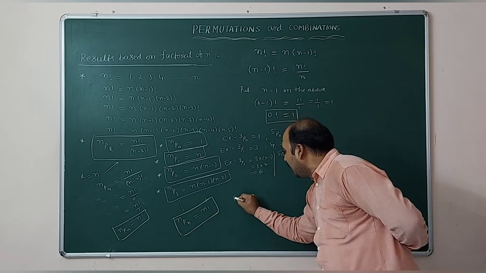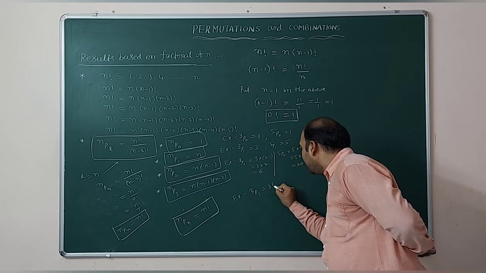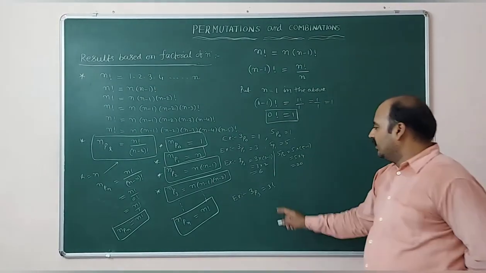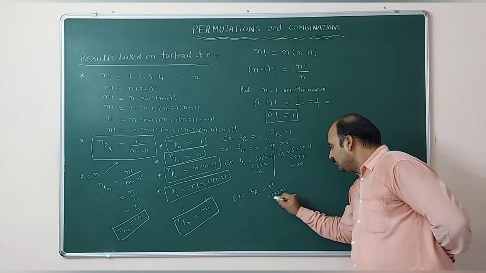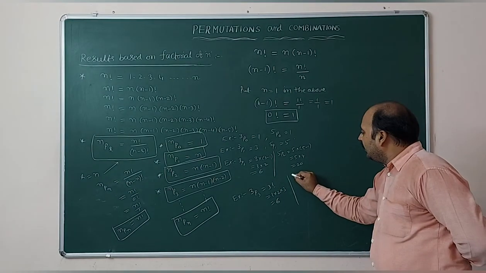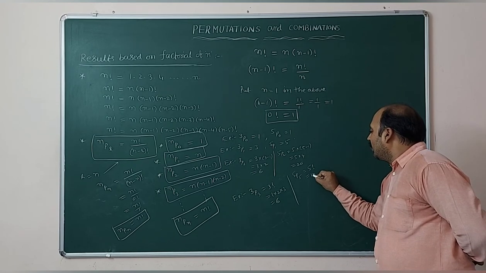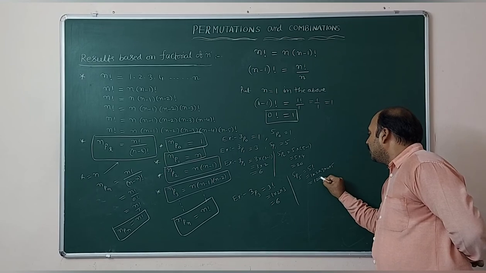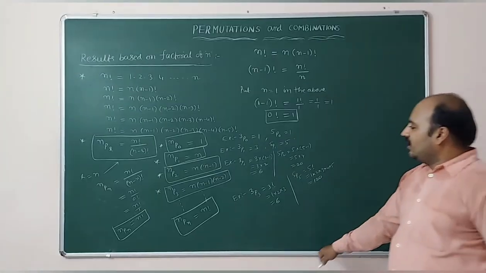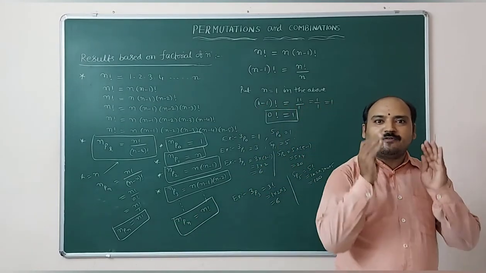For example, 3P3 is equal to 3 factorial. 3 factorial means, we got it, 1 into 2 into 3, 6. Then 5P5 is 5 factorial, 1 into 2 into 3 into 4 into 5, so 120. This is the way. 0 factorial we applied here now. nPn means n factorial.